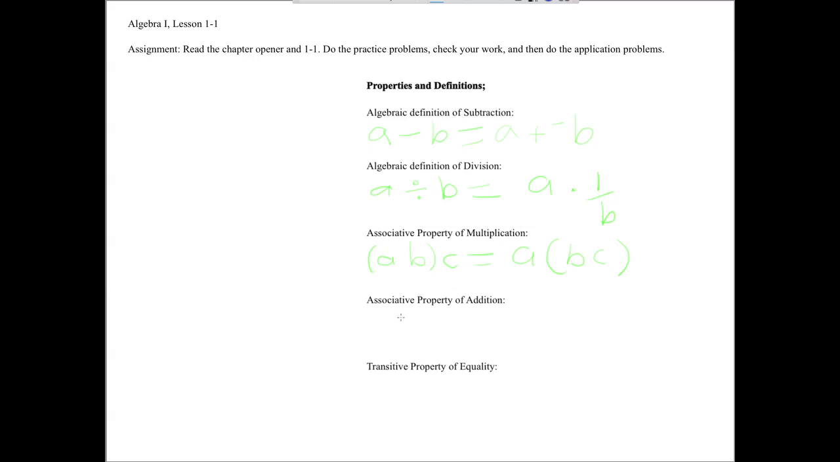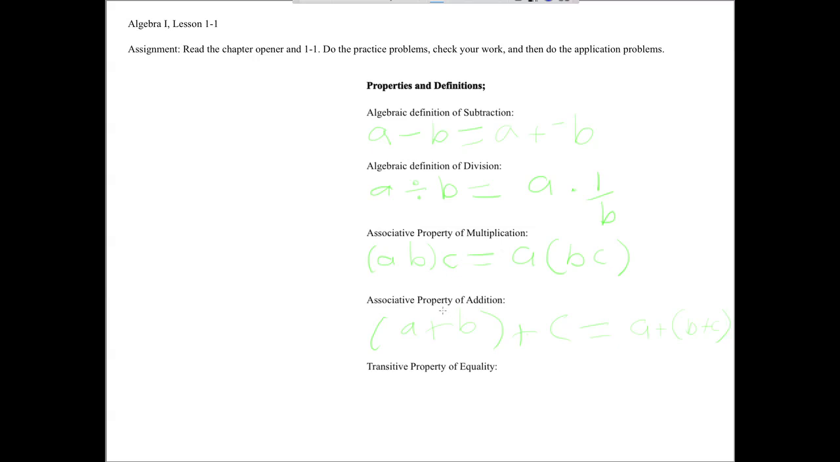Associative property of addition tells us that in parentheses, a plus b, close parentheses, plus c equals a plus b plus c. I'm running out of room. And again, it just says we can change the order that we add these things together in. Instead of adding a plus b first, here I add b plus c first, then I add in a, but they equal each other.